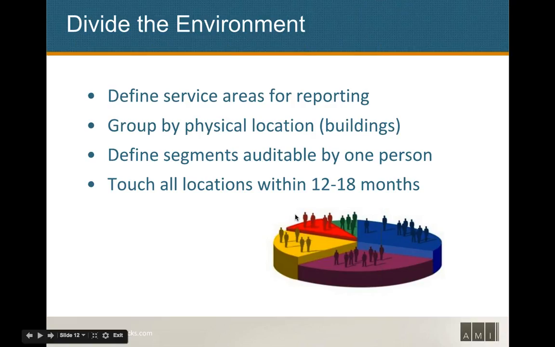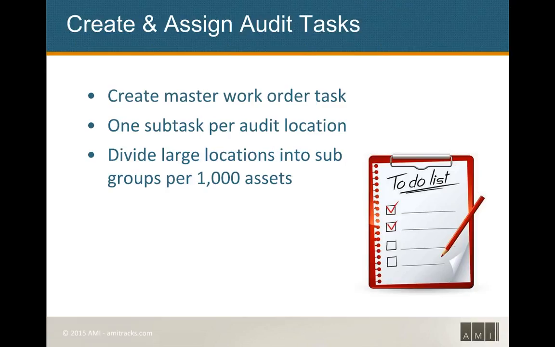So the next stage, after you define the environments, is where you're going to create and assign your audit tasks. You want to create one master work order task that governs the entire audit and have one subtask per audit segment so that you can assign an individual task to that user. We sometimes use a rule of thumb to divide larger locations into groups of 1,000 assets. Again, it depends on the density of your environment.